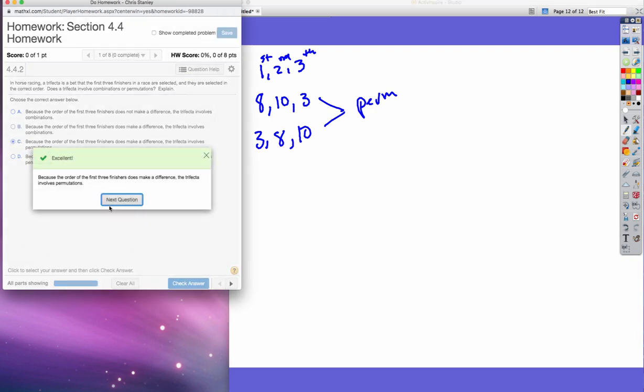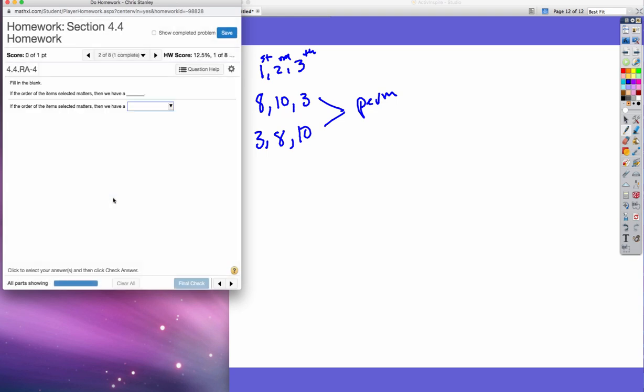And if somebody ever gave me the option of, you have to pick the first 3 in that order or not in any order, I would definitely not pick that choice. Okay, if the order of the items matters, that's a permutation.